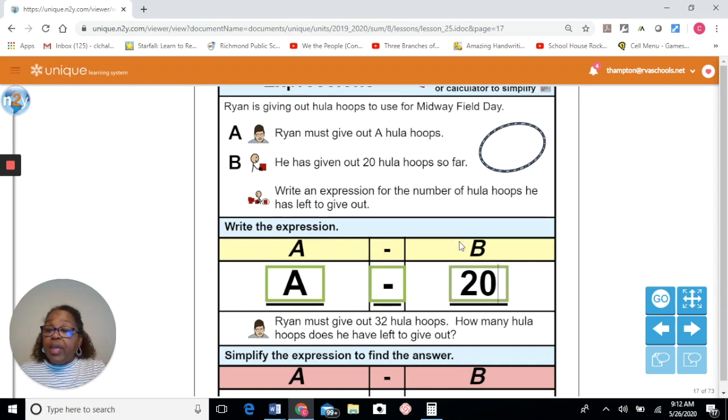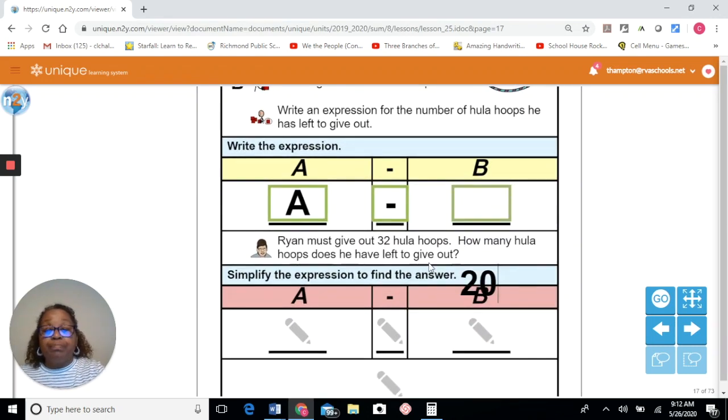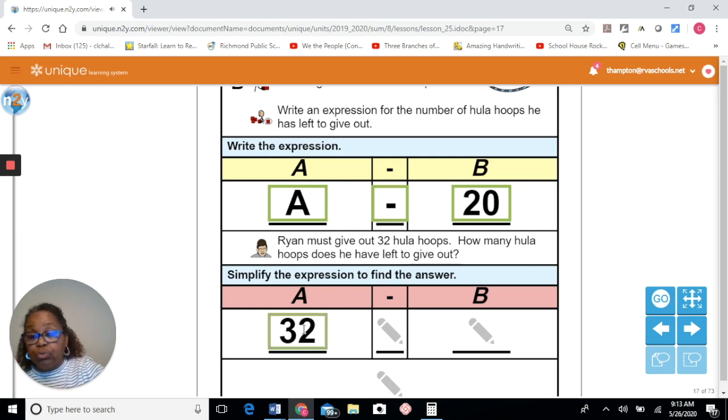All right. Now we have to figure out what is A. Did they give us what A is? Let's find out. All right. Ryan must give out 32 hula hoops. How many hula hoops does he have left to give out? We just figured out what A is. A is 32. So we're able to replace A with the number 32.